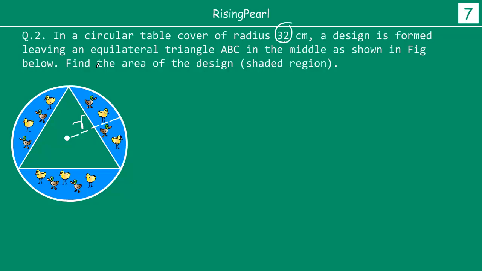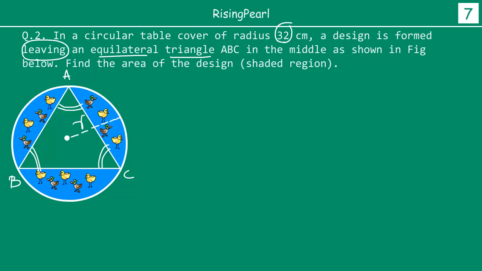A design is formed leaving an equilateral triangle ABC in the middle. So we have a round circular table cover, but then we take out an equilateral triangle. We know in an equilateral triangle all the angles are equal and they will all be 60 degrees. So we cut out, because formed by leaving, an equilateral triangle ABC. Let's name this ABC, in the middle as shown in the figure. Find the area of the design, which is the shaded part.